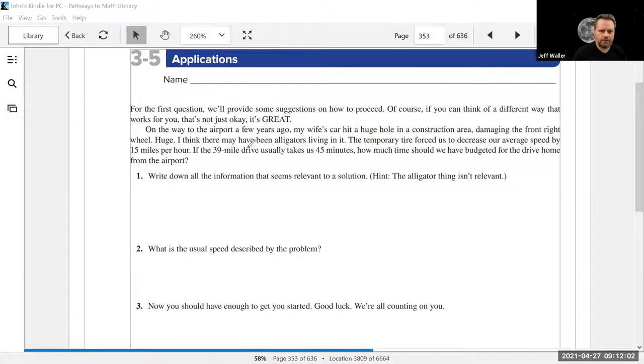I want to ask you, what if it was a 50-mile drive and it normally took 2 hours? What would their normal speed be? 25 miles an hour. Yep. How'd you get that? Because 1 hour would be 25 miles. So you did 50 miles divided by 2 hours, right? And of course, that's 25 miles per hour.